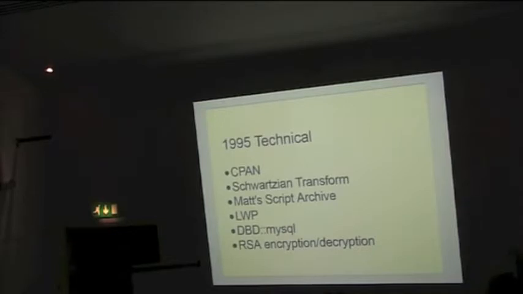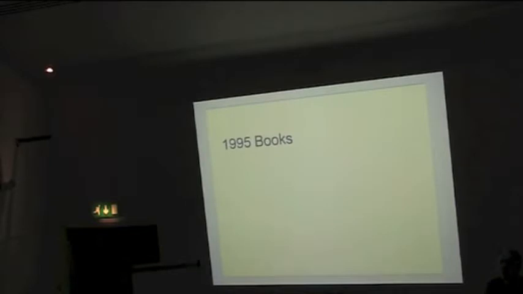Technical things. So the CPAN got set up. The first posting of the Schwartzian transform to a newsgroup. Matt's Script Archive. No, bad. Also, it really pushed the idea of using Perl badly. Still does. First versions of LWP. First version of DBD MySQL, and also people publishing the RSA encryption decryption algorithm in Perl, showing the power of Perl. But no new books.